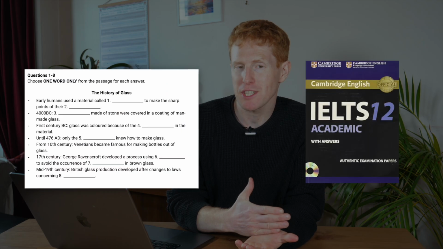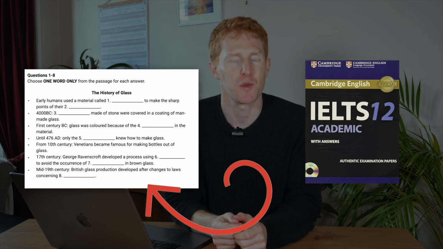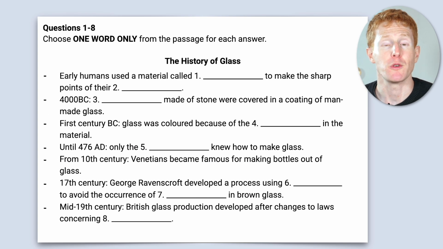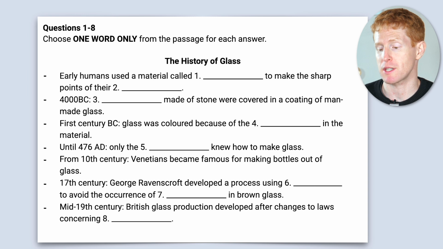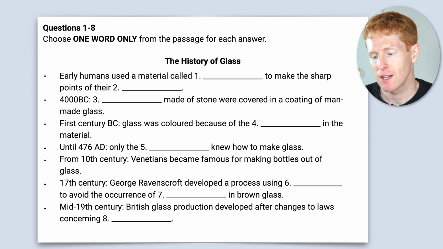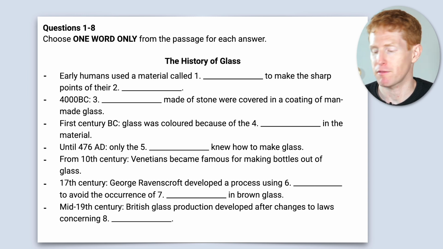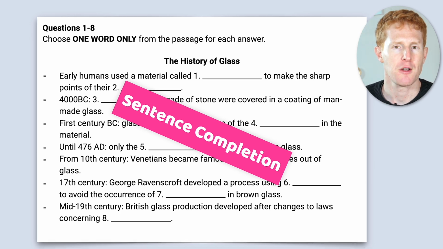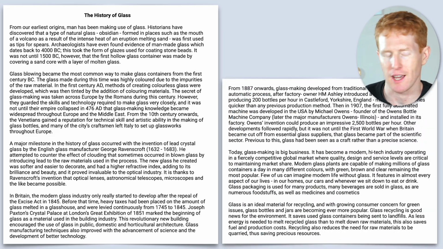Hey there, welcome back. In today's lesson, we're going to be looking at a sentence completion task for IELTS reading. So let's have a look at the task we're going to be doing. This is the task. When you start the IELTS test, what you would do is open the question paper, glance at the task, identify that this is a sentence completion task, but then immediately move back to the text.